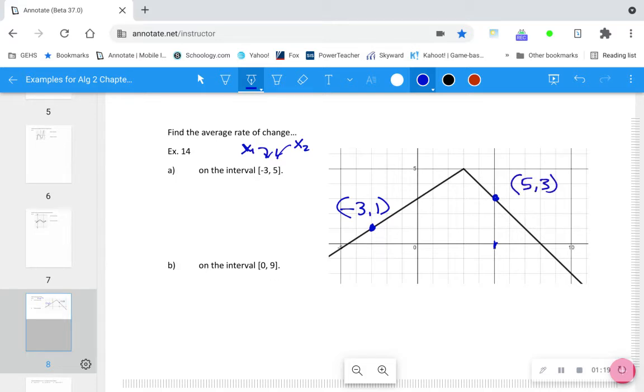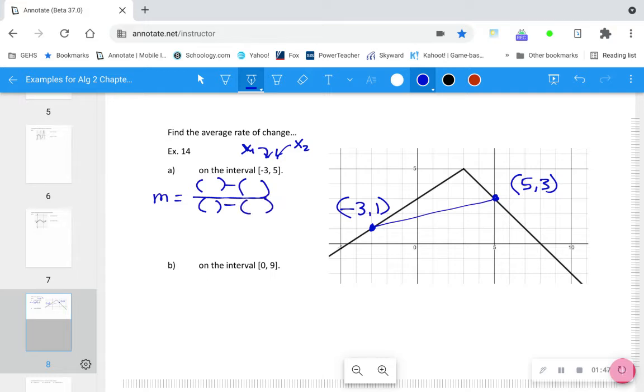These are x's and y's now. The average rate of change is another way of saying the slope of this segment right here. So we're going to find the slope of that segment, and you're going to use the formula y2 minus y1 over x2 minus x1. That's your slope formula. I'm just going to set it up like this.